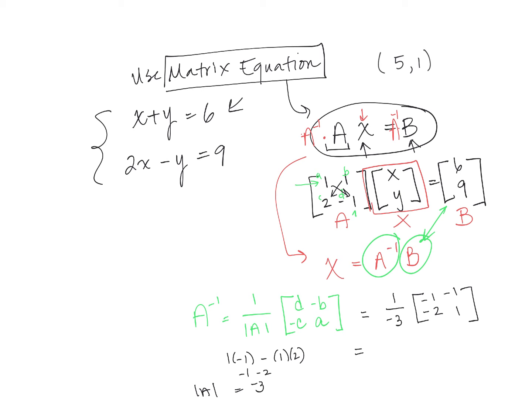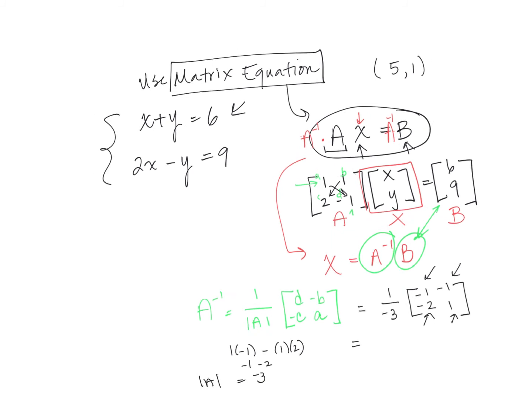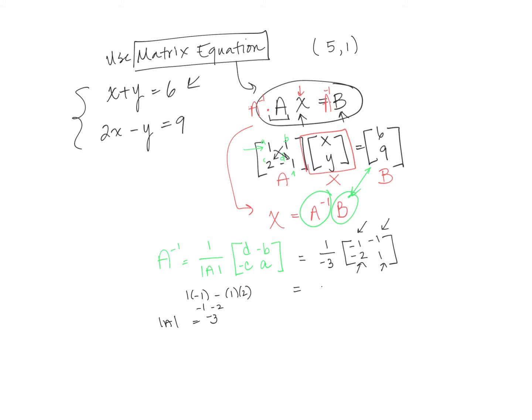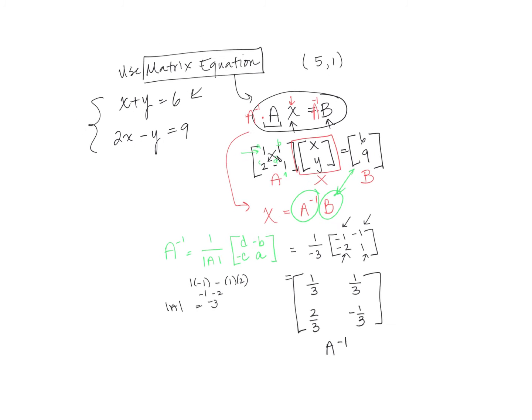And so when we multiply this scalar in, each of our terms inside this matrix will get multiplied by a negative 1/3. So we're going to have 1/3 positive, another positive 1/3. On the bottom we'll get positive 2/3, and then we'll get negative 1/3. So this is our inverse matrix. Now we're not done yet. We haven't actually solved the system.